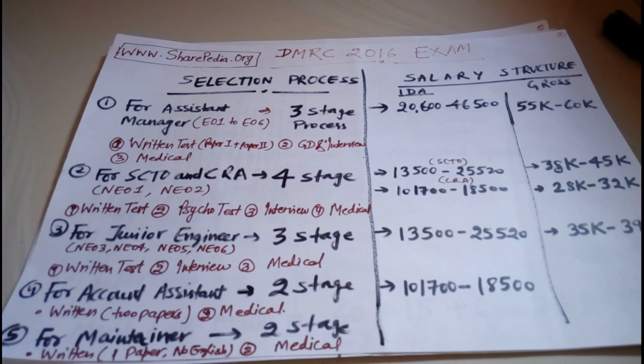Now if we talk about station controller and CRA, it is basically a 4-stage process. First you have to qualify the written test. If you qualify the written test and rank high in the merit list, then you will be called for the psycho test.